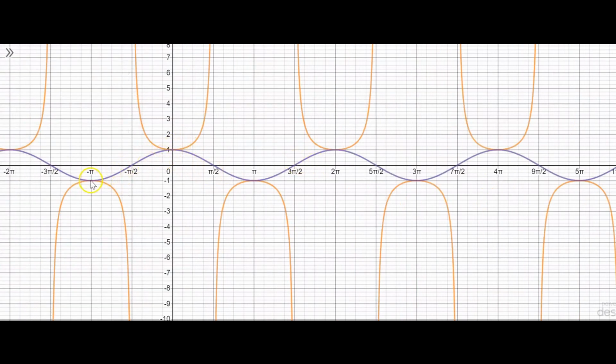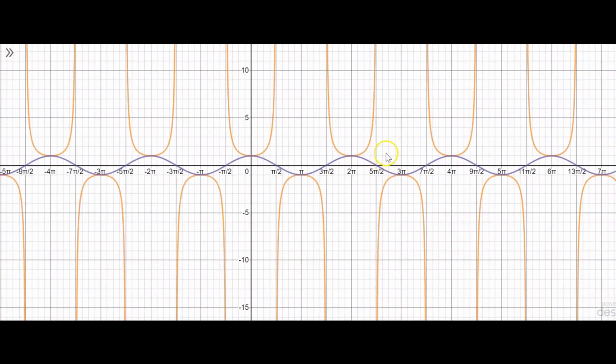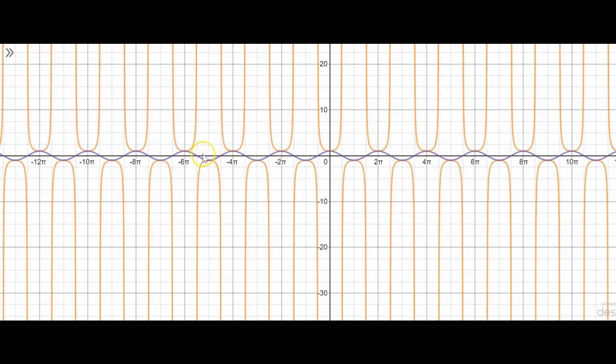Cosine goes from -1 up to 1 and back down to -1, so the maximum of cosine is 1 and the minimum of cosine is -1, and we have the secant points. Where secant reaches its lowest point, it meets up at cosine at 1. And then after the next vertical asymptote, where secant meets its highest point, it meets up at cosine at -1. And this is going to happen all the way through infinity.